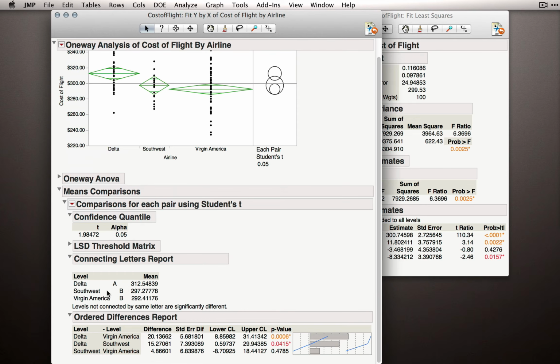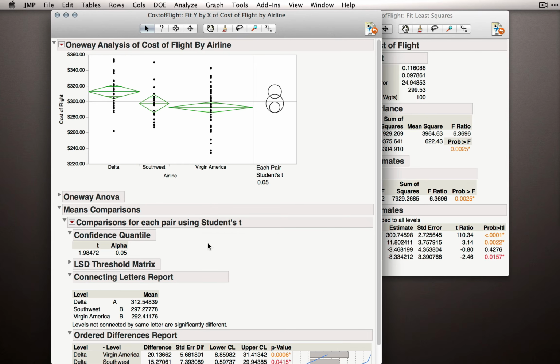So the connecting letters report in essence tells us the same thing as the ordered differences report, but it does so in a very parsimonious way. Simply looking at which levels do not share a letter allows you to tell very quickly which levels are different from which other levels. Let me scroll up and let's take a look at the graphic that was added to our plot. What we have here is a representation of the each pair Student's t-test, but done graphically.